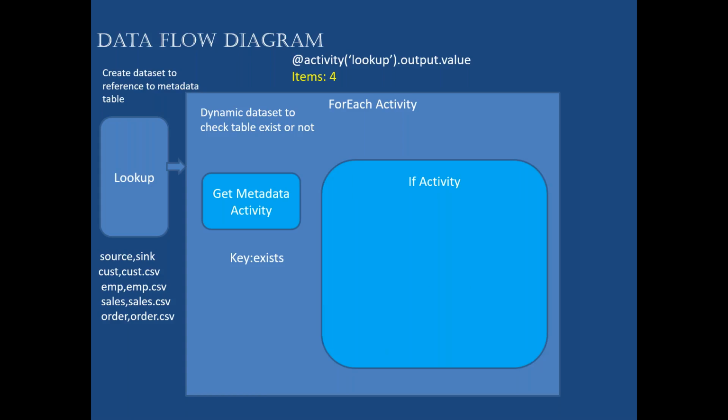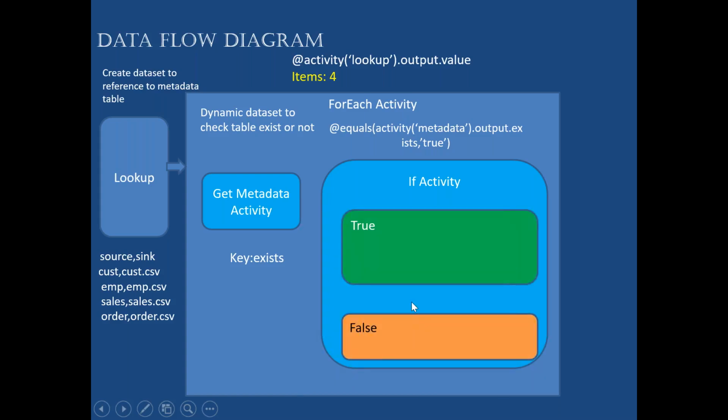Okay, so how do you get the metadata result as true or false? How to get that information? Any guesses? @activity('get metadata').output.exists. You don't require anything that complex, you don't need to write much. So if the output of exists is true, then the if condition will be true. If it is false, the if condition will be false. Okay, two things will be there, true and false.